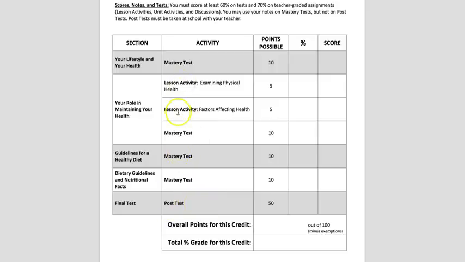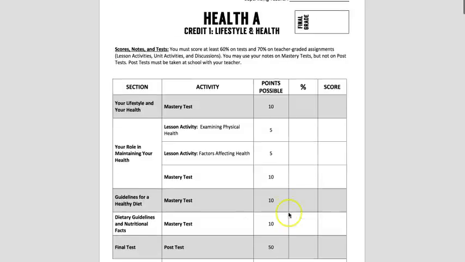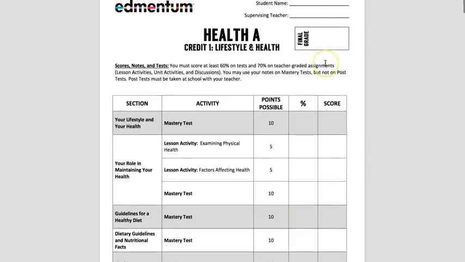And there's also 2 lesson activities. Remember, those are the short writing assignments that you'll have inside the tutorial lessons. You can use this sheet to keep track of your progress, and your teacher will use it to grade you and give you a final grade for the credit.